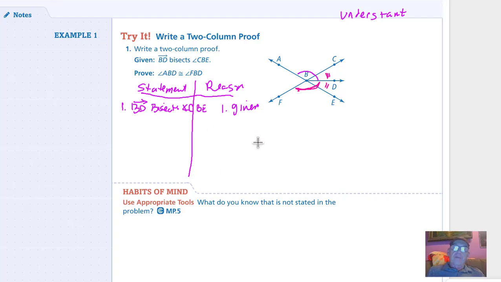The way you go through these depends on what you're thinking. We've got the bisector as our given. So maybe what I want to do for the second step here is note that this bisector makes these two congruent angles. So I could say the measure of angle CBD is equal to the measure of angle EBD.